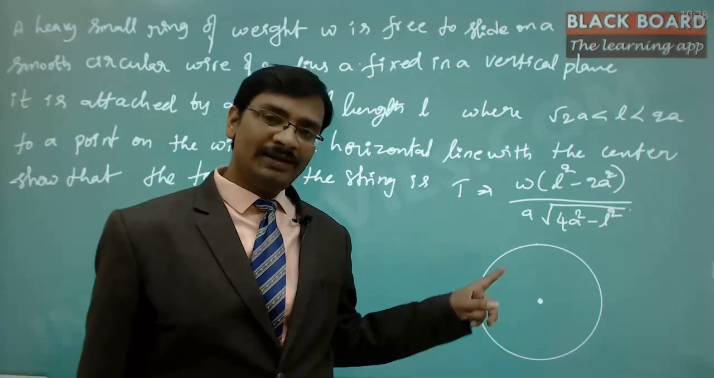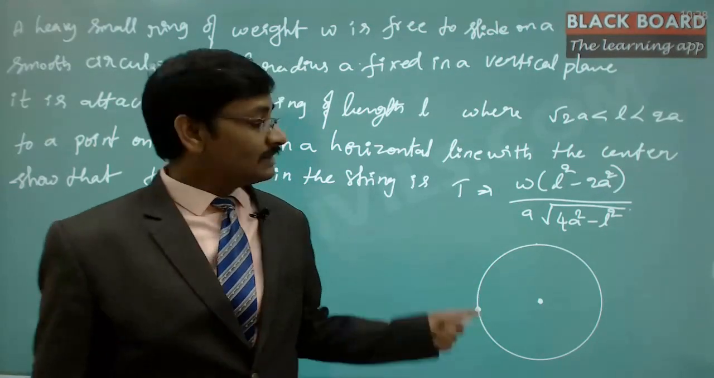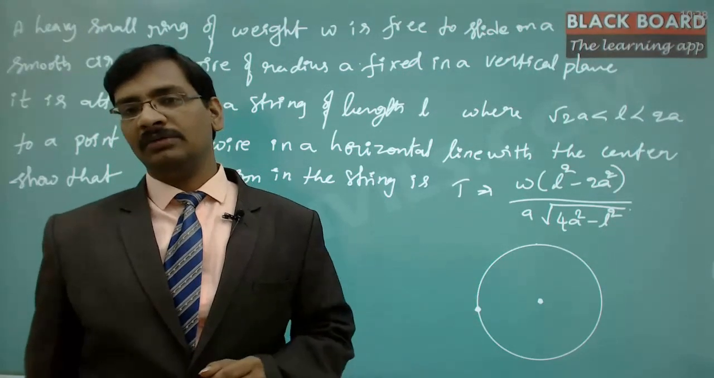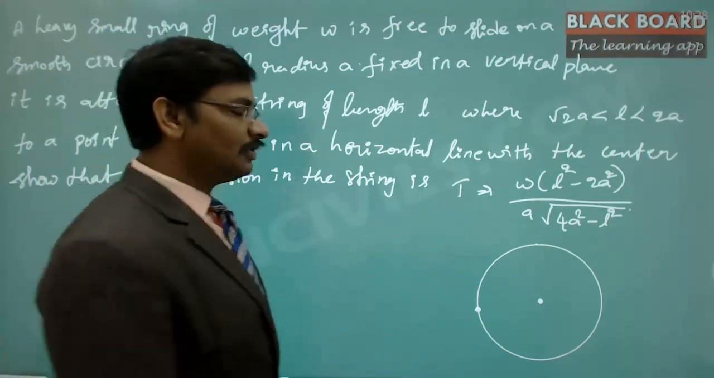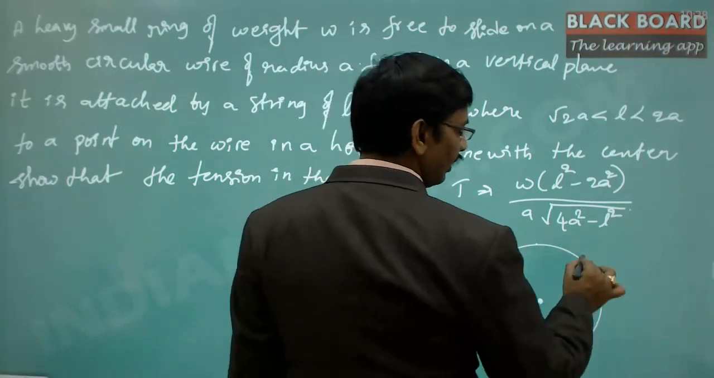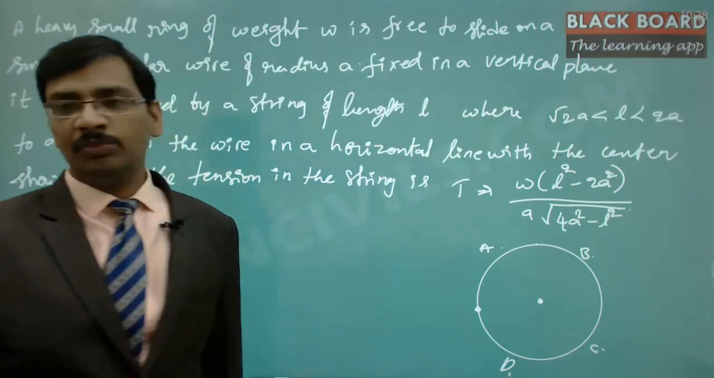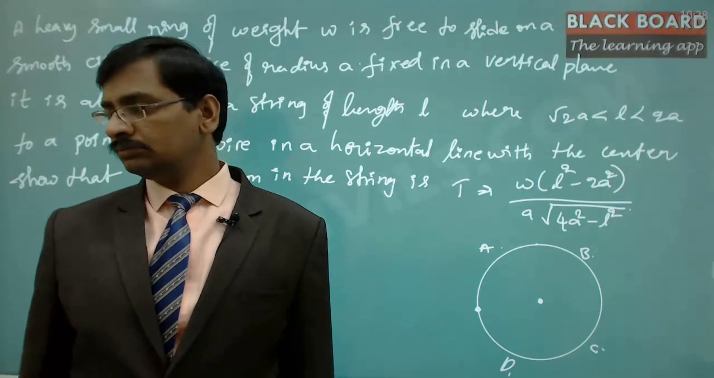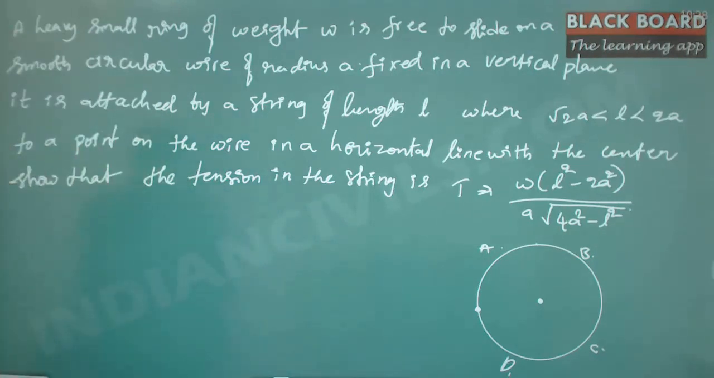So if one end of the string is attached to this point and the other end is attached to the ring, then where is the possibility of developing the tension? In what way can we draw the string so that there will be tension in the string? So I will give you different locations. This is A and this is B and this is C and this is D. Now where should the ring point be? That should be at B.